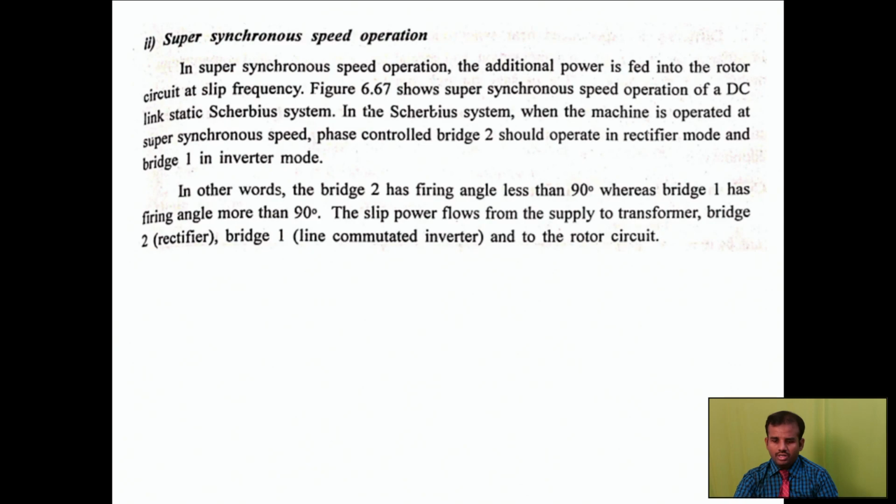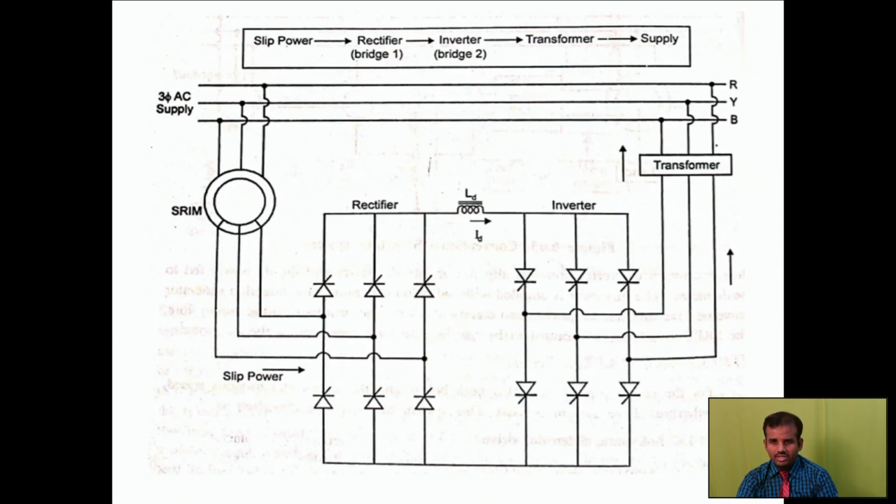So the bridge circuit roles change: the phase controlled bridge 1 acts as an inverter, and the phase controlled bridge 2 acts as a rectifier. The first bridge acts as an inverter, so its firing angle is greater than 90 degrees. The second bridge operates as a rectifier, so its firing angle is less than 90 degrees, that is 0 to 90 degrees. That's the opposite of the first mode.